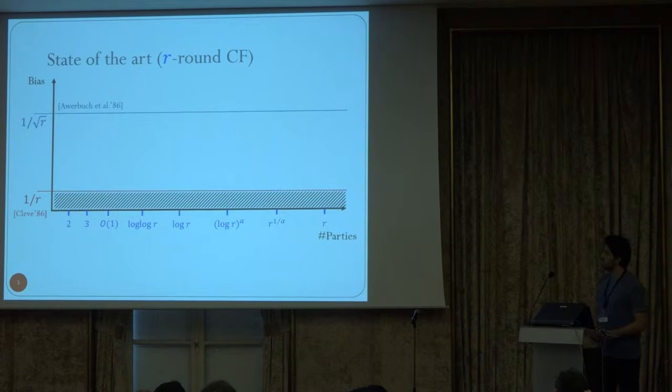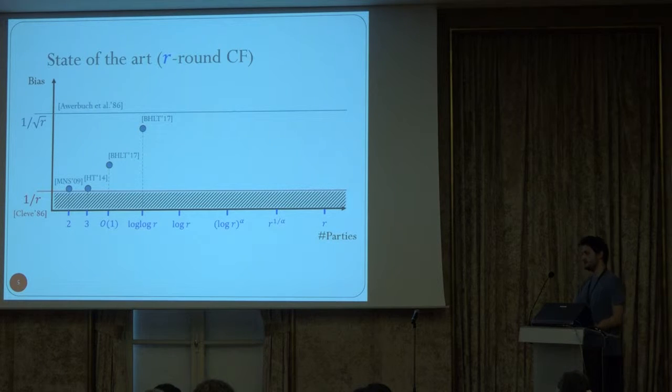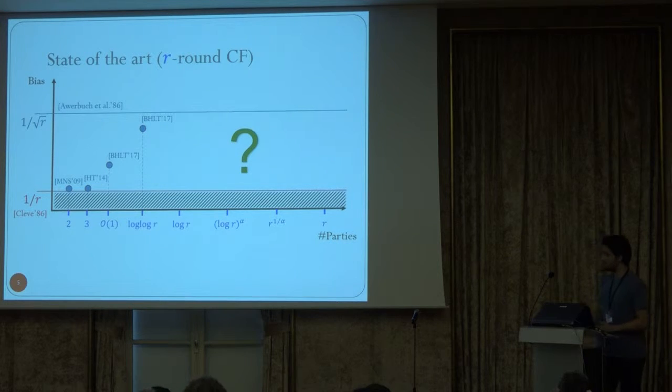There's the majority protocol of Averbuch et al. This is an upper bound, which states that for any number of parties, we can guarantee bias of at most 1 over square root of the number of rounds. So we have the lower bound of Cleve, the upper bound of Averbuch et al., and the question is, where does the truth lie? In the past decade, there's been a lot of work on this question. Essentially, the problem is settled for 2 and 3 parties. And we know we can do better than 1 over square root of R as long as we have fewer than log R parties. Little is known about the rest of this range.